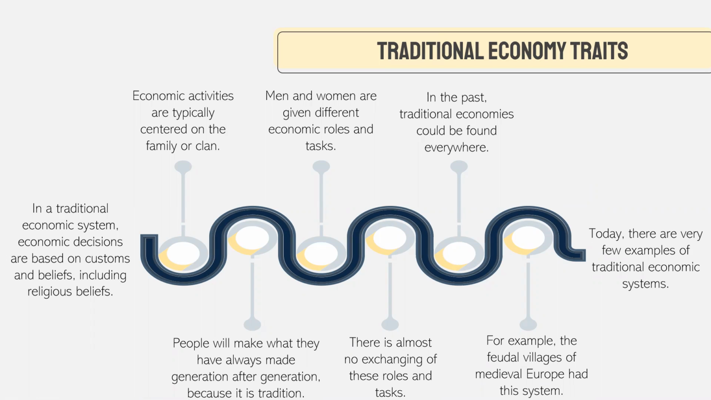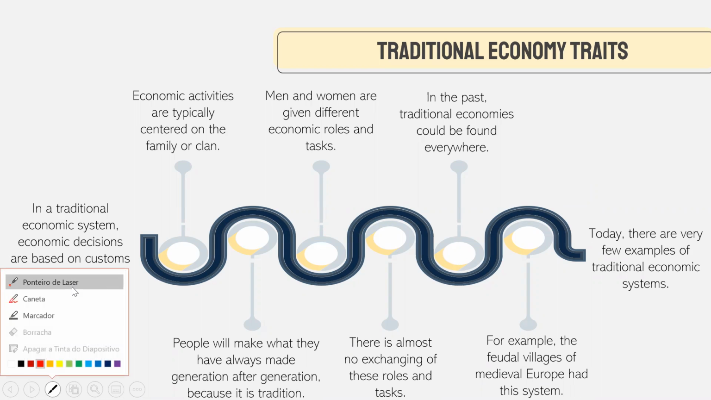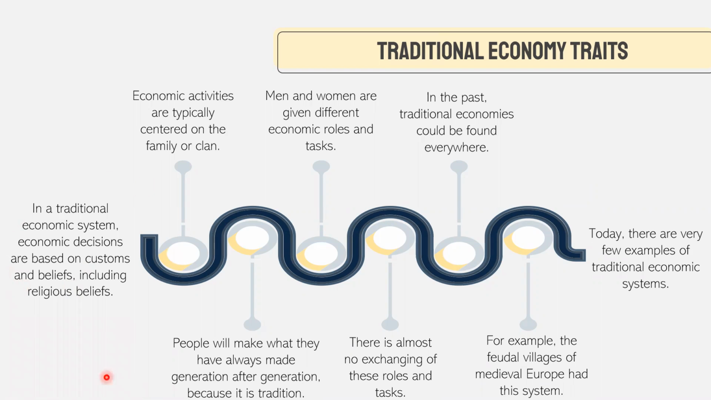Let me turn on my laser so I can show you while I explain. Okay, let's start with this one on the left. The first and main characteristic is that in a traditional economic system, economic decisions are based on customs, beliefs, and that also includes religious beliefs. Okay, so it's based on tradition, on the criteria that we have as a society and what we have done previously. This is closely related to this characteristic here above.